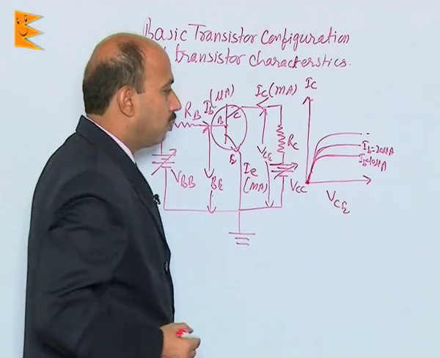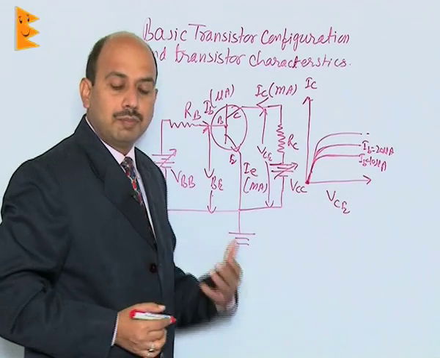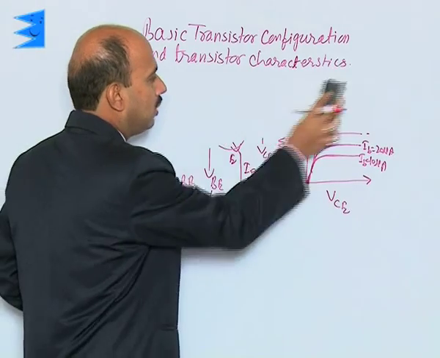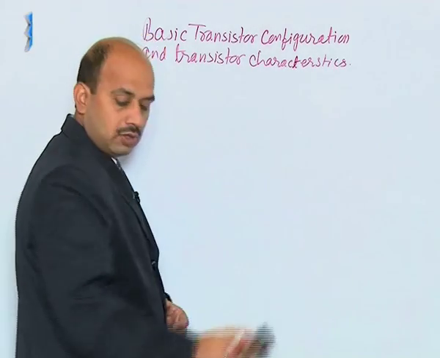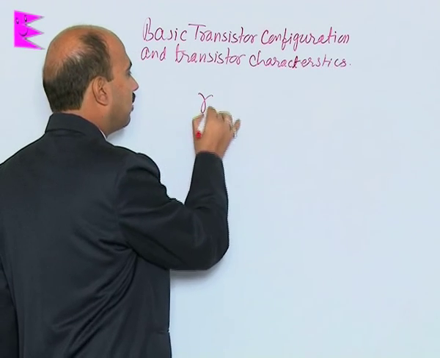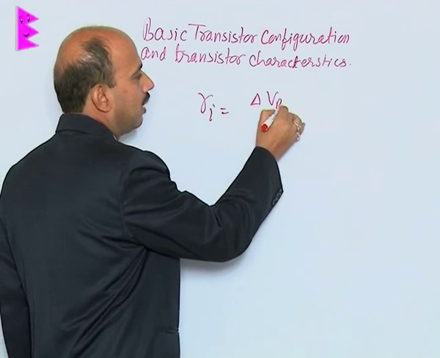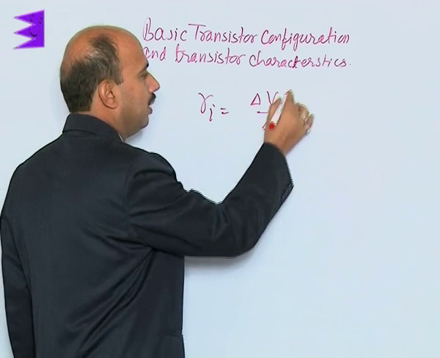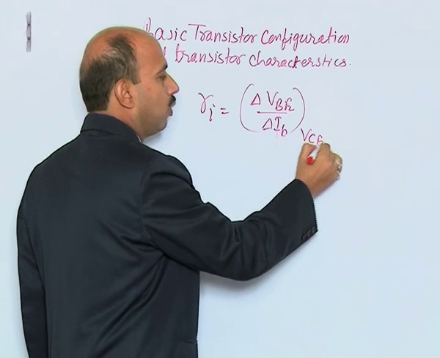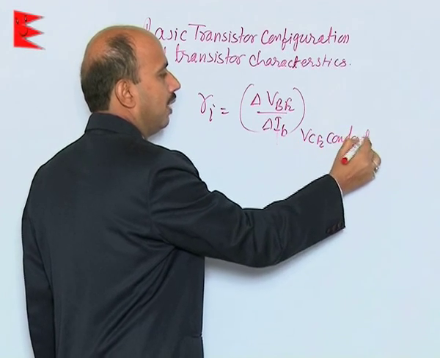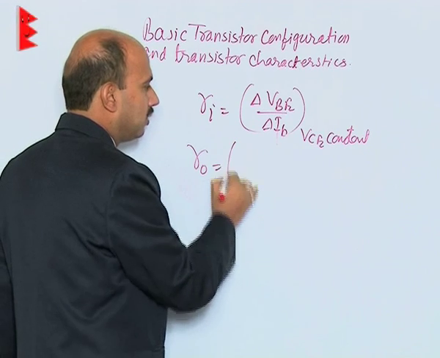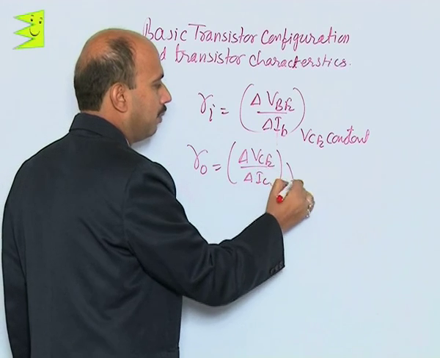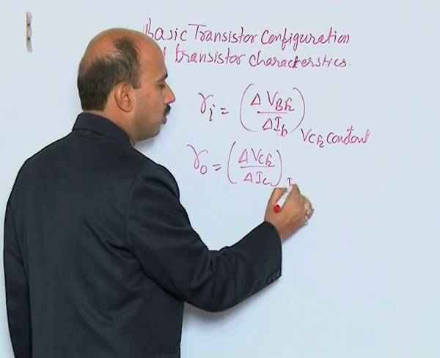Now we can calculate input resistance and output resistance also. The input resistance Ri is equal to delta VBE upon delta IB, keeping VCE constant. So we can calculate this. Our output resistance can be calculated as delta VCE upon delta IC, keeping IB constant.